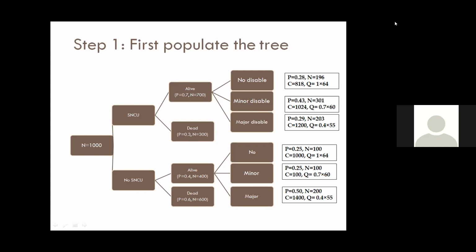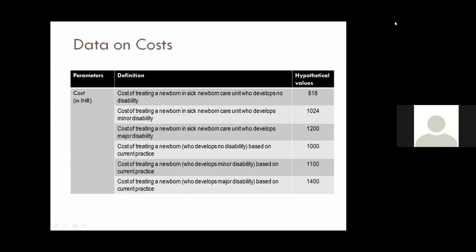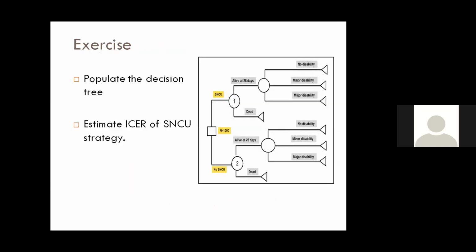Now that's cost and quality. There are some cost data given. If you remember, the cost data are like this: if a newborn is sick, goes to SNCU and develops no disability, what will be the cost? 818 rupees per head, per person. Similarly, minor, 1024. And if it is major, then 1200. And similarly, if they don't go to SNCU, then what is the cost of no disability, minor, and major? So this is the hypothetical data.